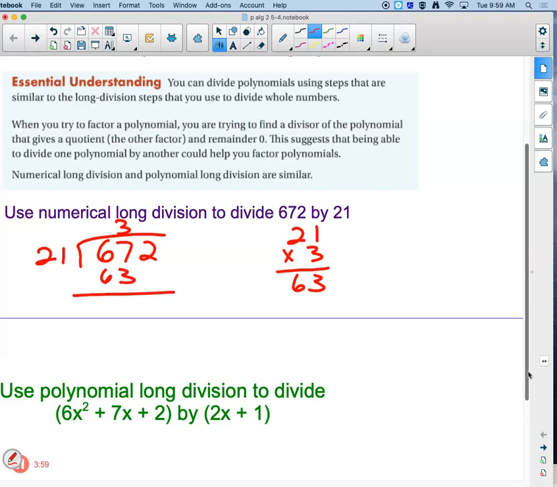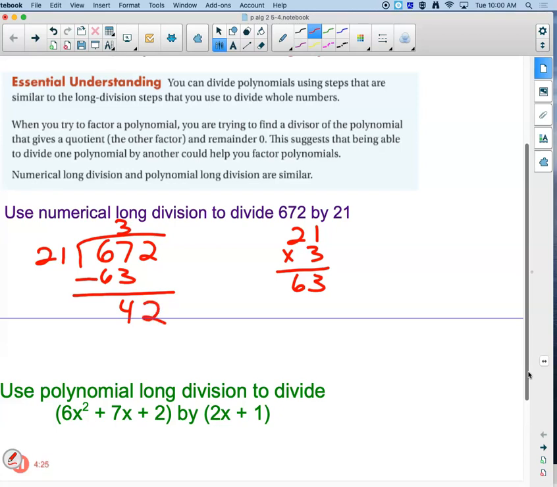And then what did you have to do? Yeah, you had to subtract. Now remember that, because that's going to be good for polynomials as well. We have to subtract it. So you did 67 minus 63, and you got a 4. But you weren't done, right? So what did you have to do? Bring down the 2, exactly. Bring down that next digit.